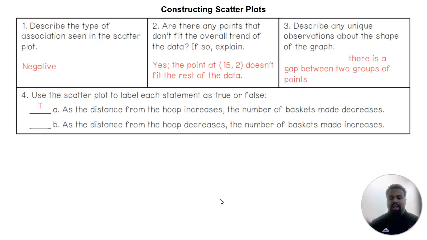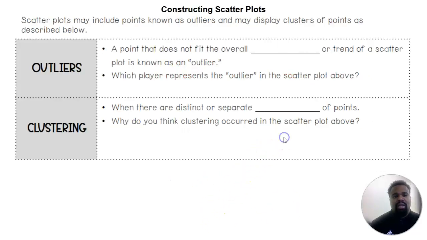What it's telling me is that's a negative association: as one variable increases, the other variable decreases, and vice versa. So if we look at it on the other end, as the distance from the hoop decreases, the number of baskets increases. Think about it: the closer you are to a basket, the more baskets you make. That's going to be true.